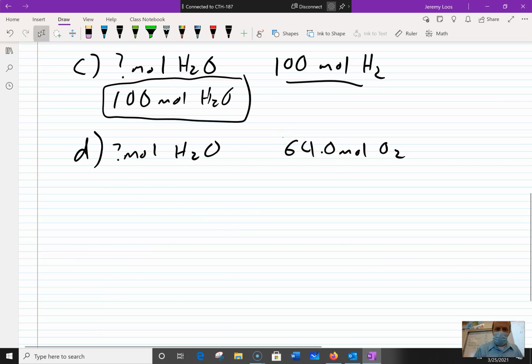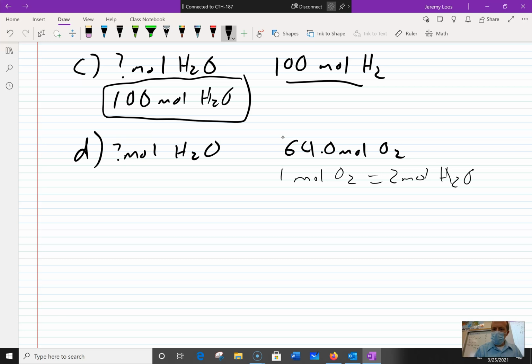And what I mean by that in this case is the coefficients say that there is 1 mole of oxygen for every 2 moles of H2O. So I'm just using those coefficients in the balanced equation to make a true statement, which is that for every 1 mole of oxygen, there is always going to be 2 moles of water. When we're doing dimensional analysis with stoichiometry, it is really important that you attach the thing that you're talking about to the mole unit, like I've done here.